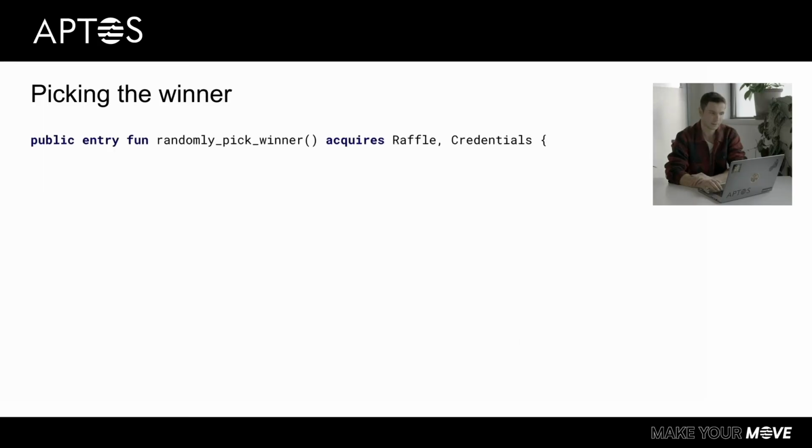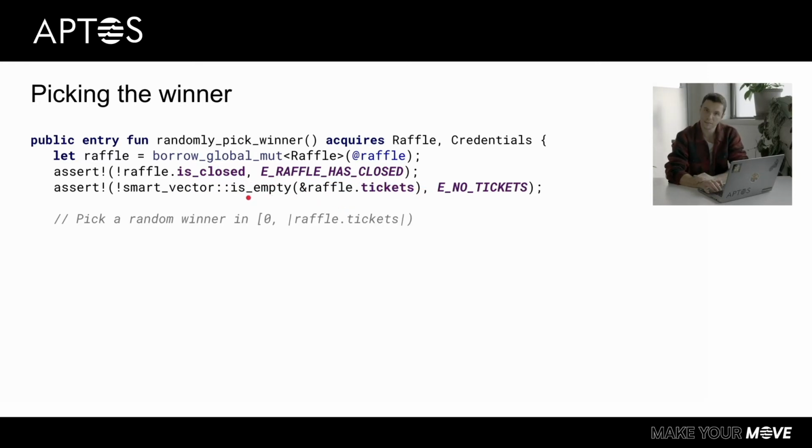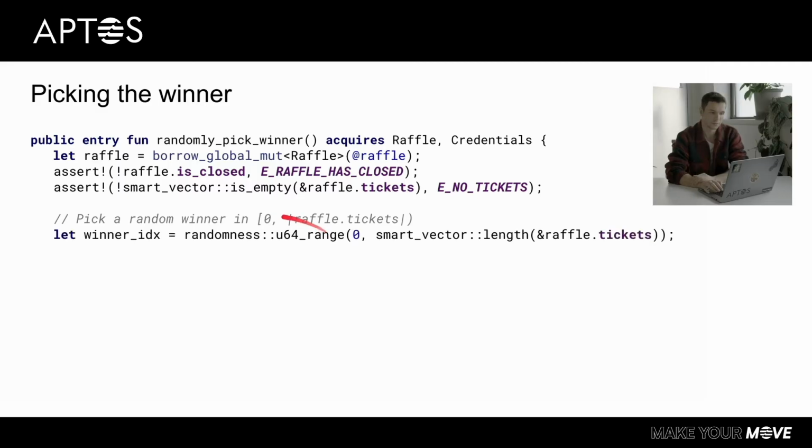To pick the winner, we're going to have an entry function called randomly pick winner. This will also acquire the Raffle resource. First, it'll check that the raffle hasn't been closed. Then it'll check that there are people who bought tickets. And then it'll be ready to pick a random winner using the randomness API I just showed you. So here, for example, we're just going to pick a random number between 0 and the number of people who bought tickets. This will make sure that we're picking a random winner.